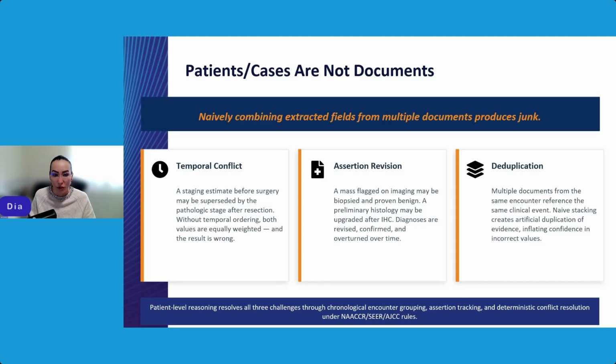The third is duplication. Multiple documents from the same clinical visit will describe the same event. Combining them without deduplication creates false evidence and inflates confidence in wrong values. Patient-level reasoning solves all three problems by grouping encounters chronologically, tracking how diagnosis changes, and resolving conflicts.